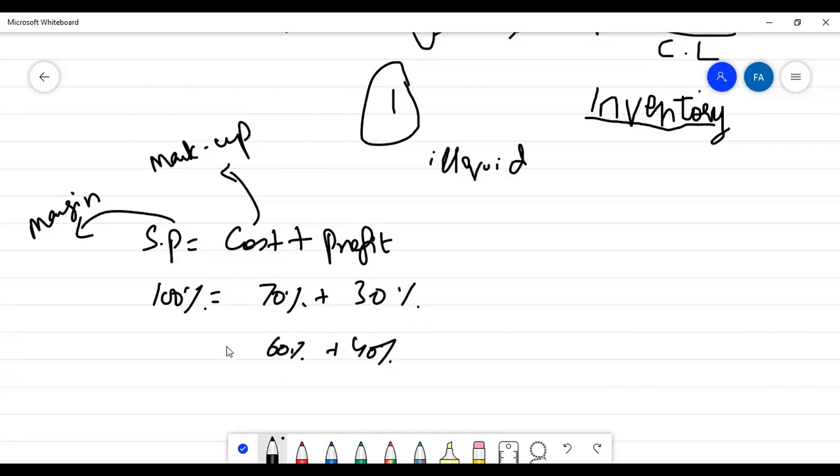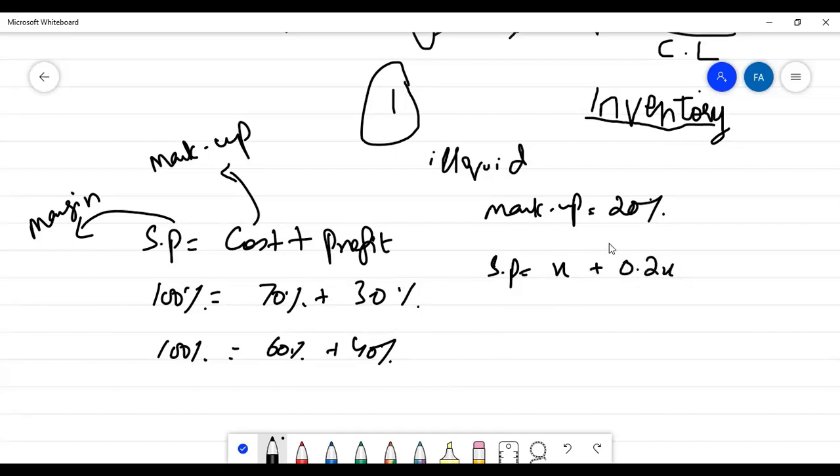Let's suppose there's a question, you need margin and your markup is 20%. Let's assume this, your markup is 20%. Assume that your selling price is there. Your cost is X. And your markup is 20% of your X. That is the cost. Markup is always applied on the cost. So your selling price would be 1.2x.